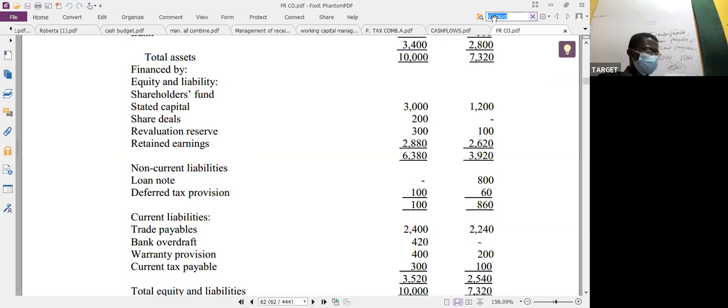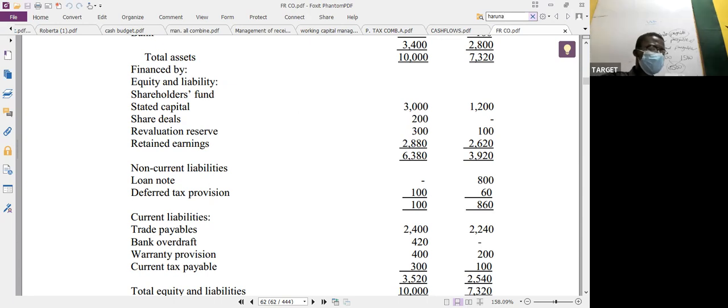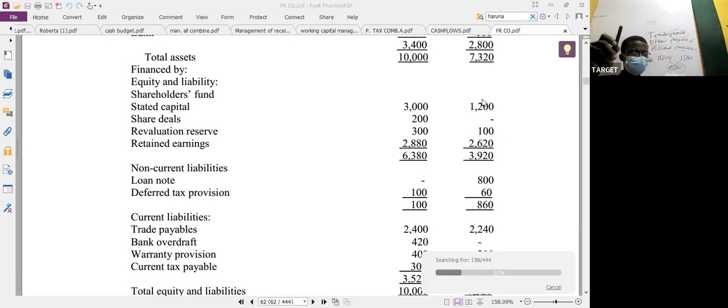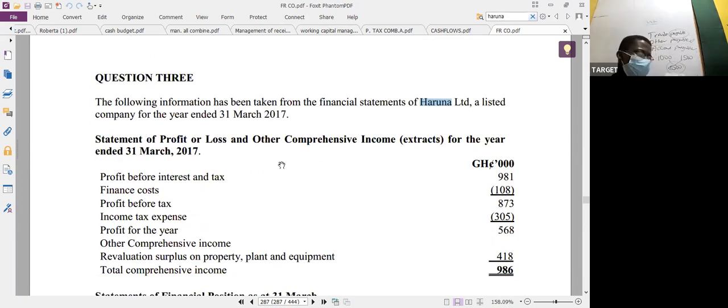Haruna, why are you? Show yourself. Haruna, open answer. Oh, yes, I like Haruna because he has everything. But the examiner that set the question, it is a very good one. The question is not difficult. It's not so easy. It's not difficult. It's not so easy.